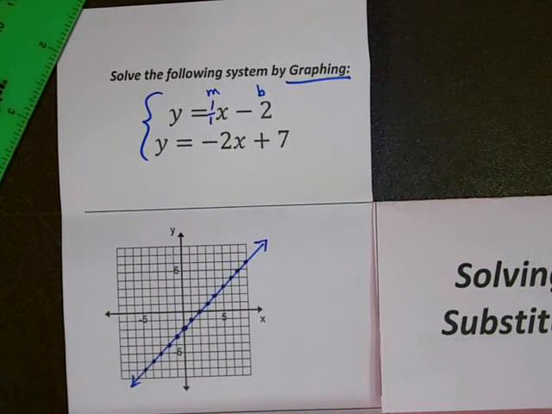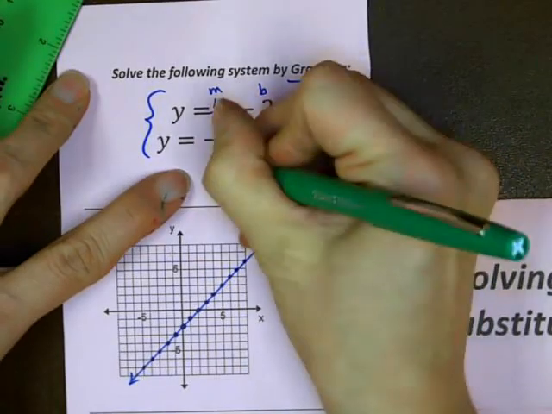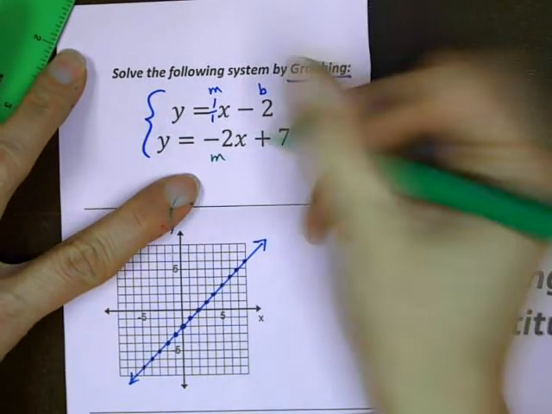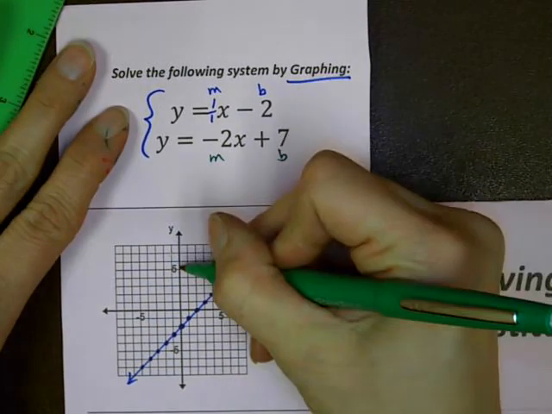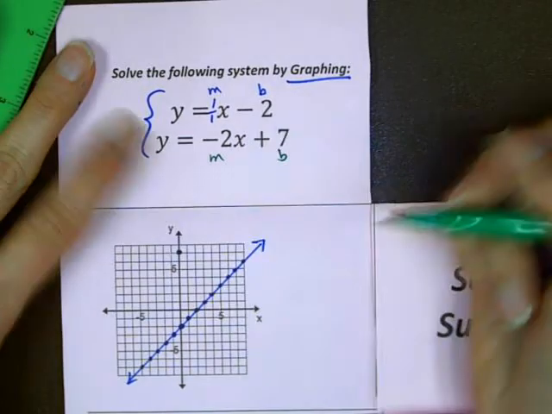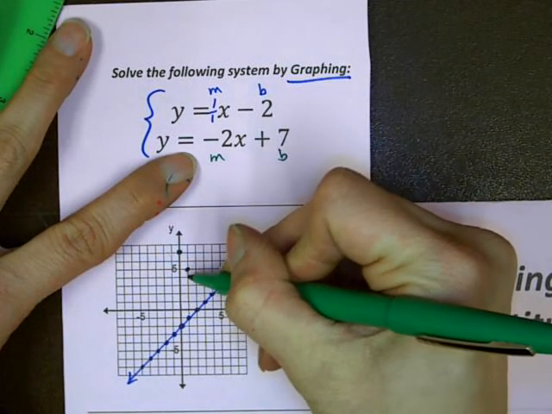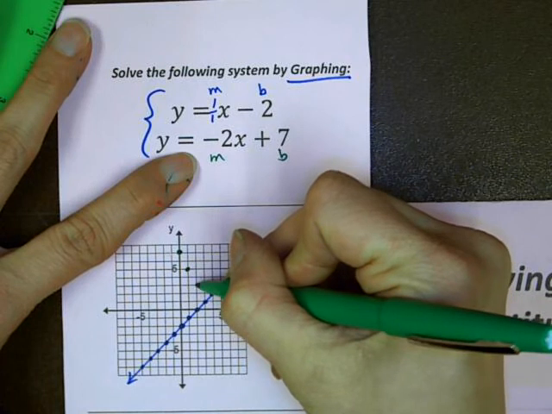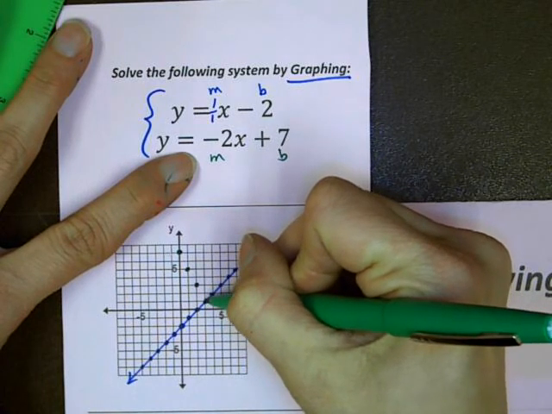To solve a system, we have to graph another line. Okay, y equals mx plus b. The m is negative. This is going to be a downhill line, and the b value is 7. So let's start at a y-intercept of 7. We're going to go down 2 to the right 1, down 2 to the right 1. Keep going. It's getting close. Down 2, right 1. Right there.